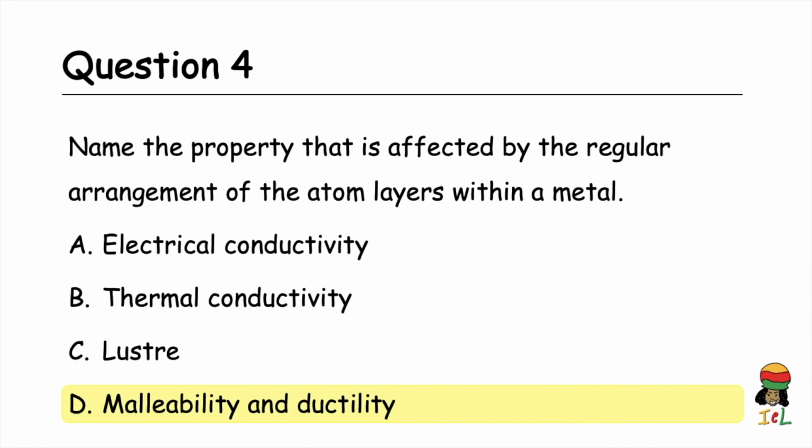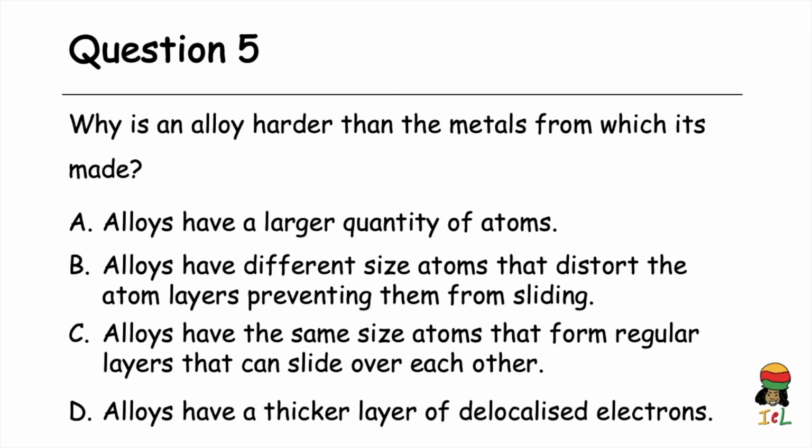The answer is D, malleability and ductility. Question 5. Why is an alloy harder than the metals from which it's made? A. Alloys have a larger quantity of atoms. B. Alloys have different size atoms that distort the atom layers, preventing them from sliding. C. Alloys have the same size atoms that form regular layers that can slide over each other. D. Alloys have a thicker layer of delocalized electrons.